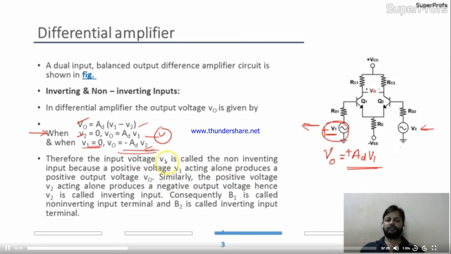The point is, the input voltage V1 is called the non-inverting input because a positive voltage V1 acting alone produces a positive output voltage V0. Similarly, a positive voltage V2 acting alone produces a negative output voltage. Hence, V2 is called the inverting input. Okay, we have seen over here. Consequently, V1 is called the non-inverting input terminal and V2 is called the inverting input terminal. I think it's clear to you. This is V1 and this is V2.